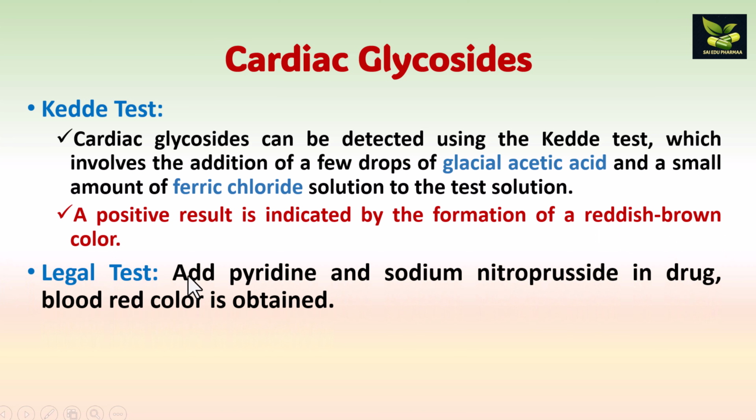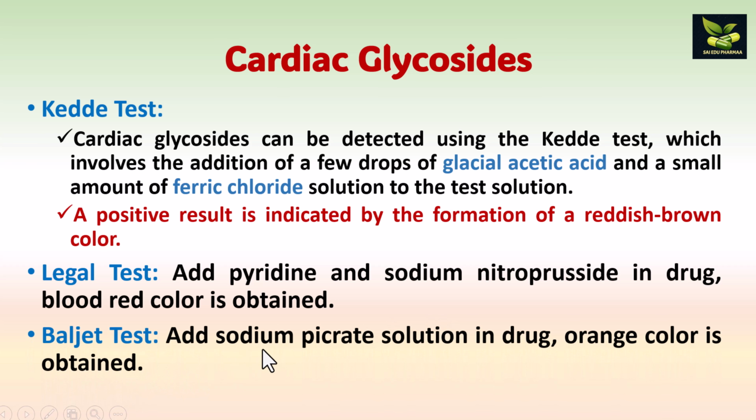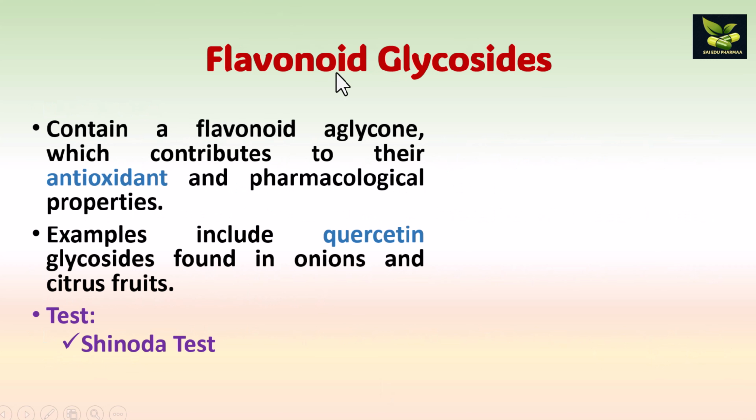Second test is Legal test. In this you have to add pyridine and sodium nitroprusside to the drug. Then if blood red color is obtained, then it shows the presence of cardiac glycosides. Third is Baljet test. In this you have to add sodium picrate solution to the drug and the orange color is obtained.